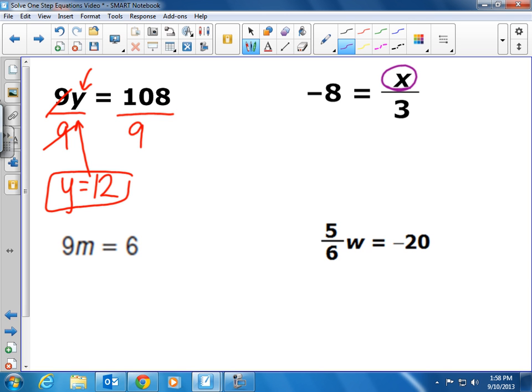What undoes division? Multiplication. So watch the way I'm going to show this, guys, because this is the way I want you to do it. I'm going to show that I'm multiplying. I'm going to use parentheses. I'm multiplying each side by 3.